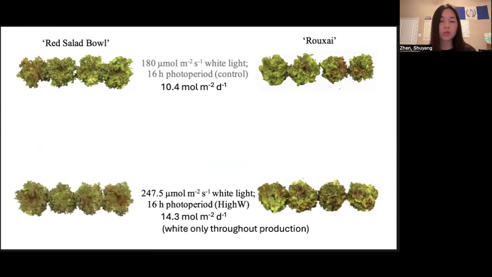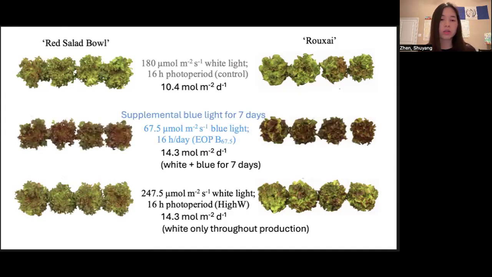We had another treatment that grew the plants under a higher level of 14.3 mol per square meter per day, still under broad spectrum white light. The yield did improve, but the red coloration did not improve enough for the crops to be considered high quality.